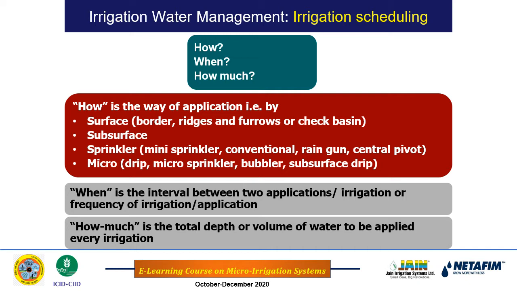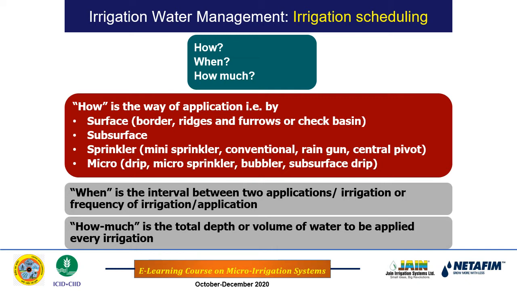As I already told you, irrigation scheduling is the important part of overall irrigation water management. Basically what is meant by irrigation scheduling is to give answers to 3 important questions: how to irrigate, when to irrigate, how much to irrigate. That is deciding how to irrigate any crop, when to irrigate, that is the frequency of irrigations, and how much to irrigate, that is for every irrigation the amount of water that we should apply to the crop in the root zone, of course.